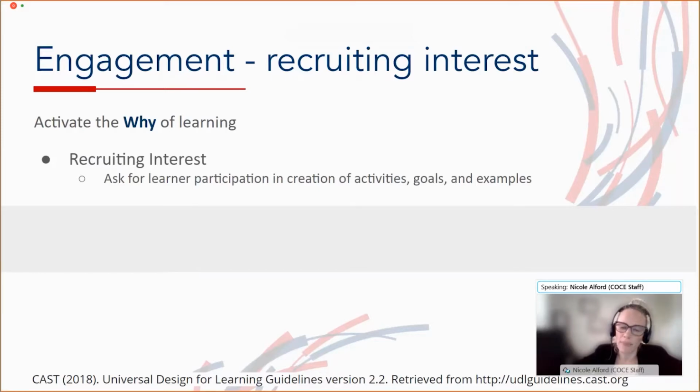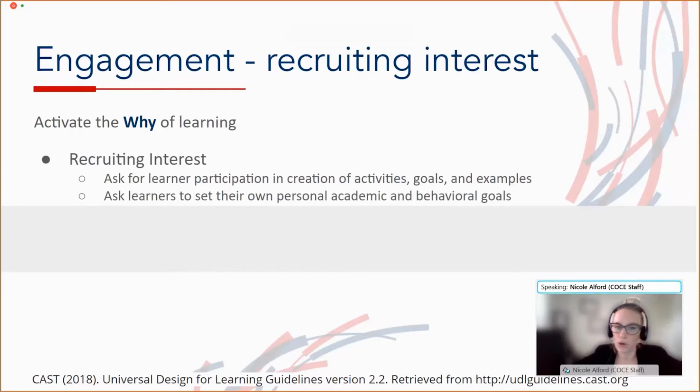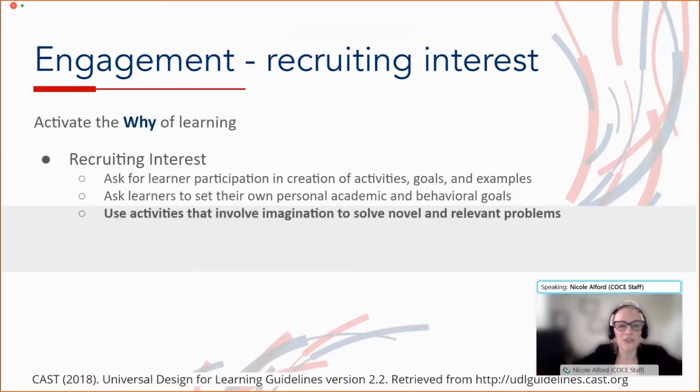So ask learners, how can they help and create the activities for the class? If there's an objective or some sort of overarching goal you want students to complete in a course, see what things they would come up with in terms of how they would demonstrate it. Ask learners to set their own behavioral goals and personal academic goals. Use activities that involve imagination to solve novel and relevant problems.